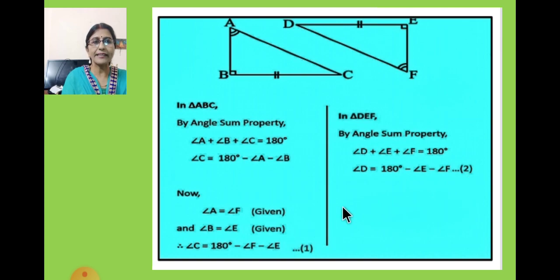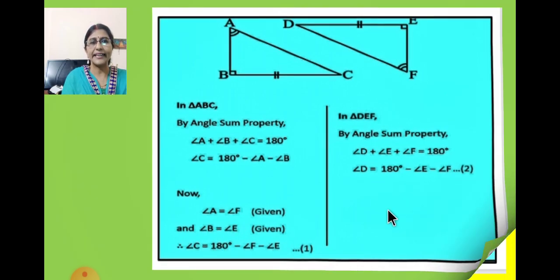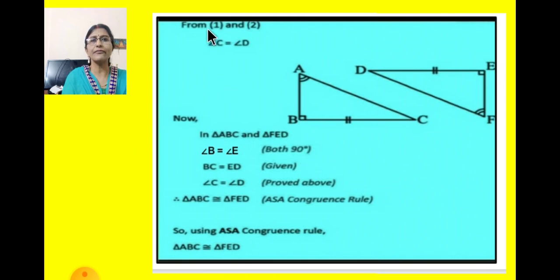Now you compare these two equations, you will see angle C is equal to angle D. You can see here angle C is equal to 180 degrees minus angle F minus angle E. Same way here also we got the same thing, angle D is equal to 180 degrees minus angle E minus angle F. So they are the same. So we can write angle C is equal to angle D. Here it's written, from 1 and 2, angle C is equal to angle D.